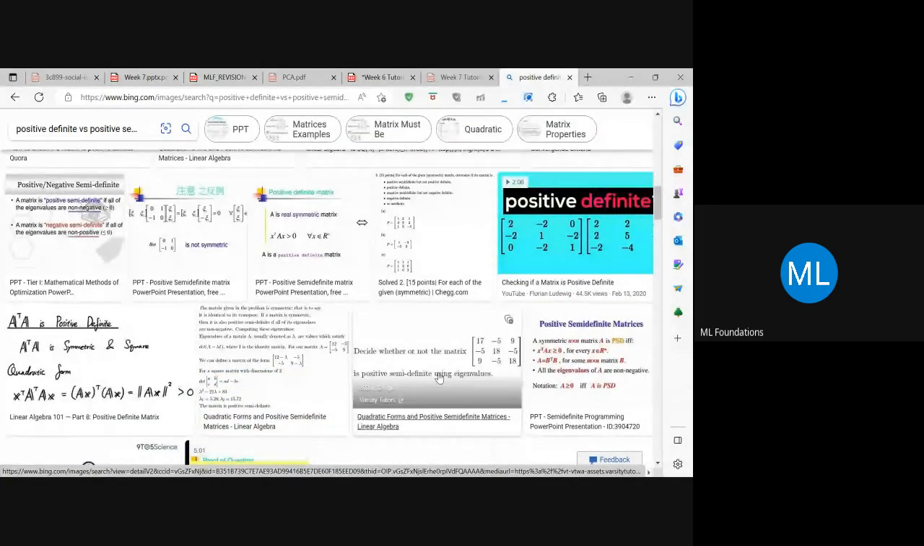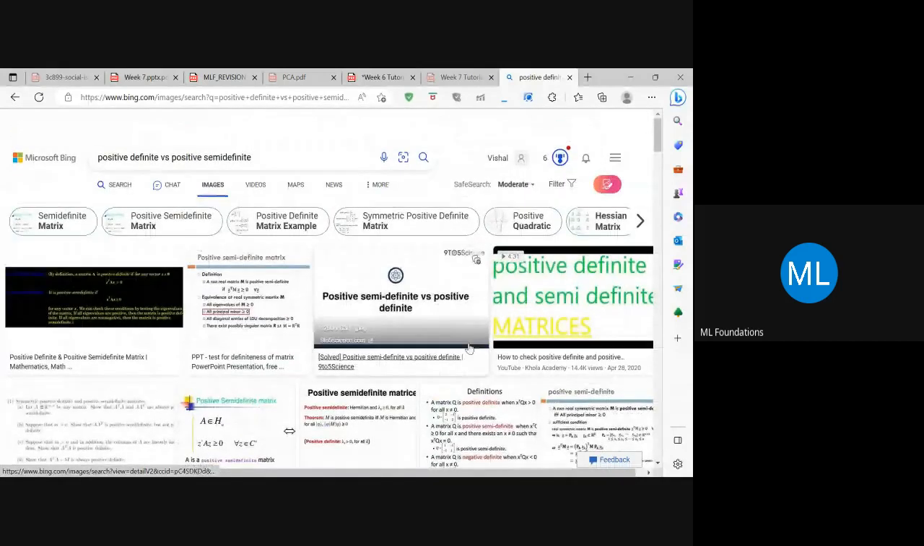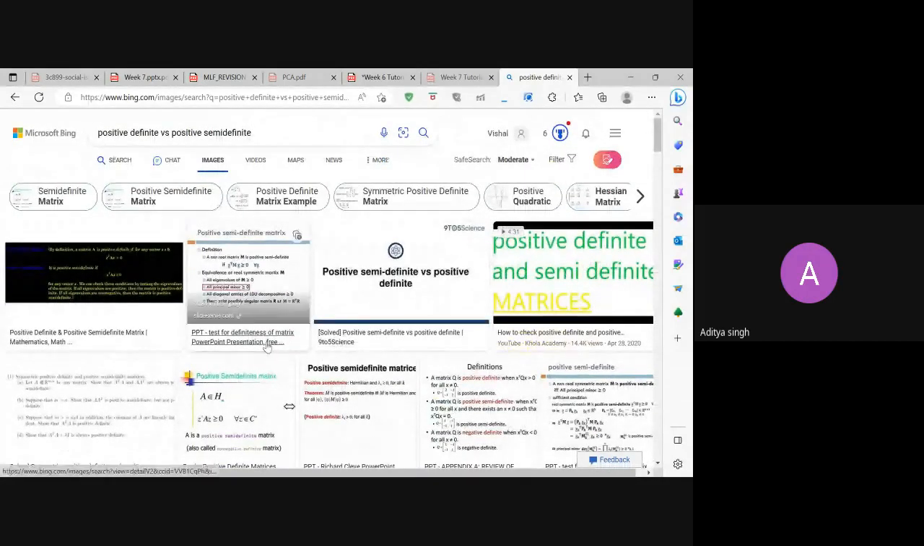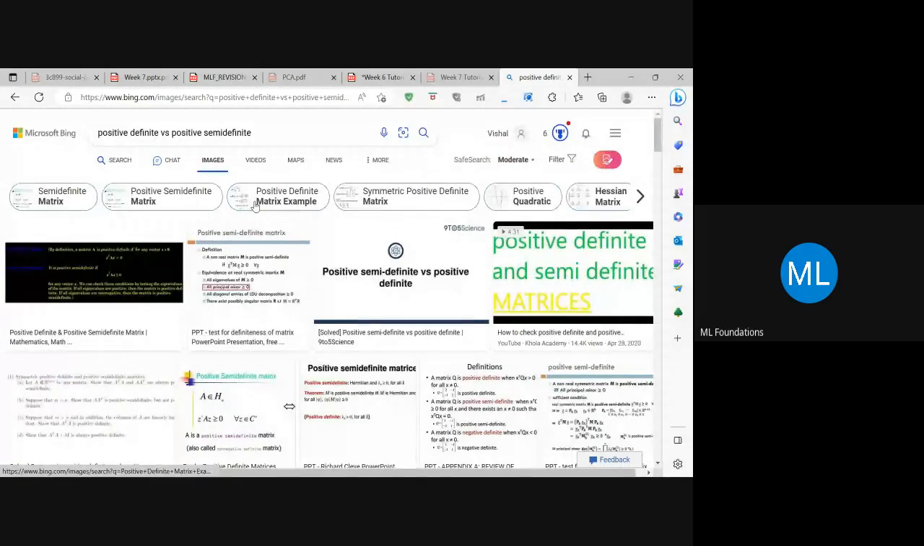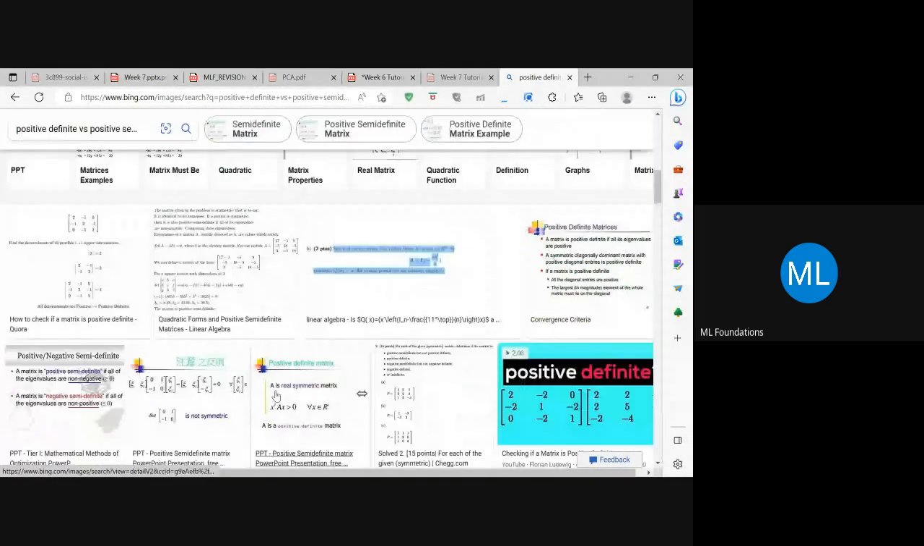I can't find any image from here. I think you can search by graph. No, it's like, okay.